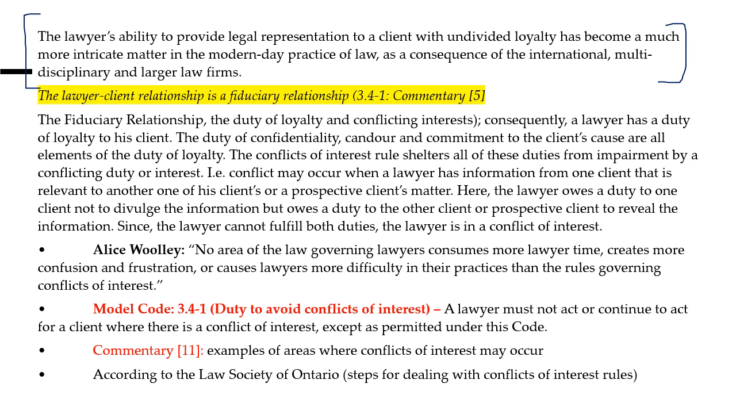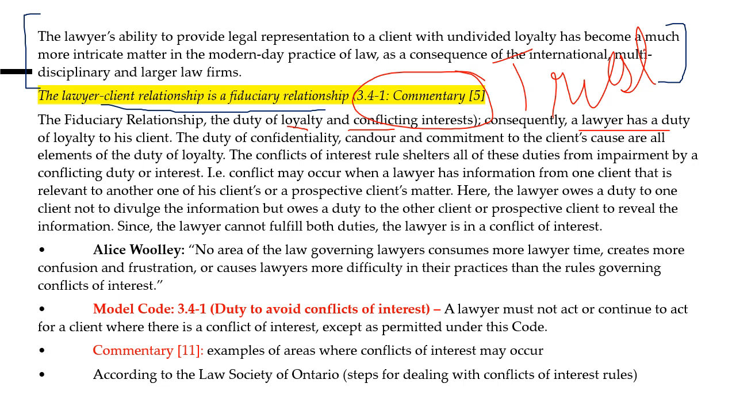We know that the lawyer-client relationship is a fiduciary relationship. What do we mean by fiduciary? Based on trust. So this is Model Code 3.4 and Commentary 5. Fiduciary relationship, duty of loyalty and conflicting interest. Consequently, a lawyer has a duty of loyalty to his client. Duty of confidentiality, secrecy, we know. Frankness, candor, then commitment to the client's cause. You have to give your best. All these things come under the duty of loyalty. The conflict of interest rule shelters all these duties from impairment.